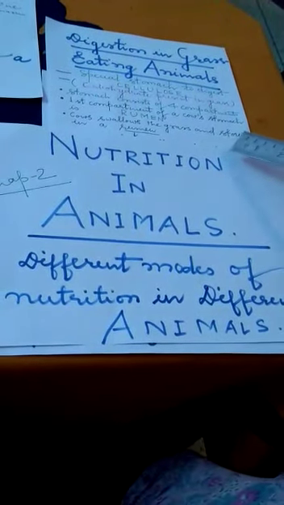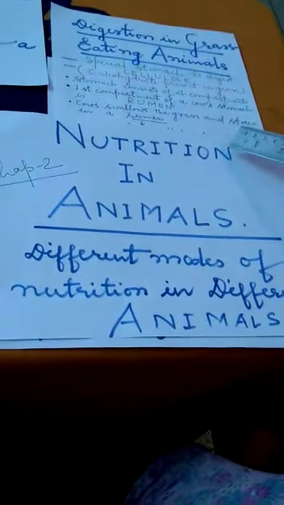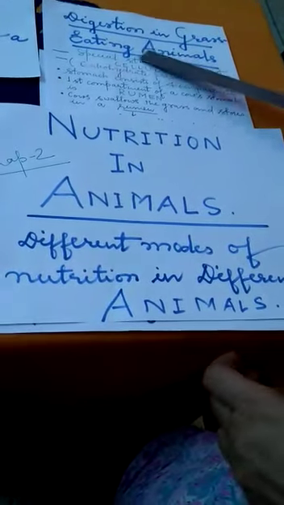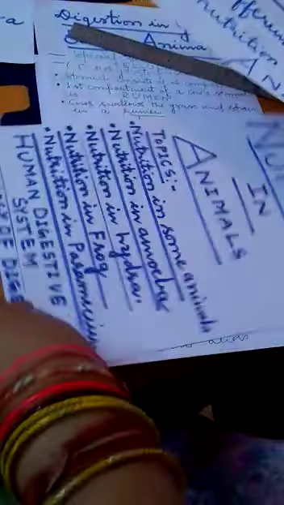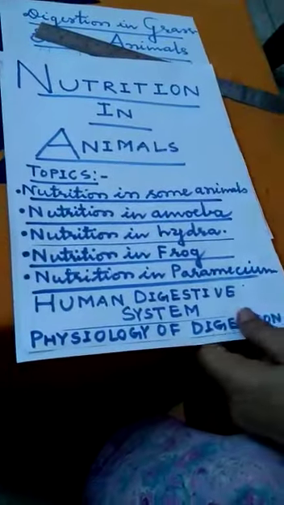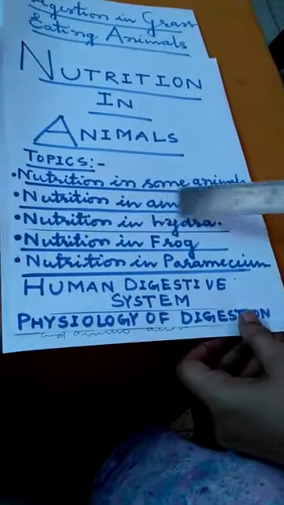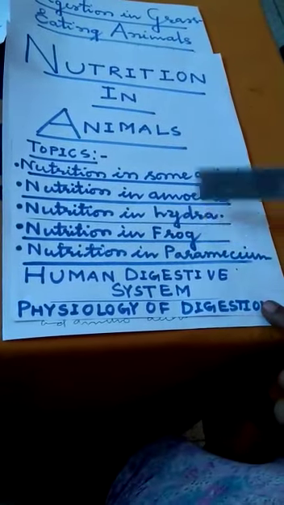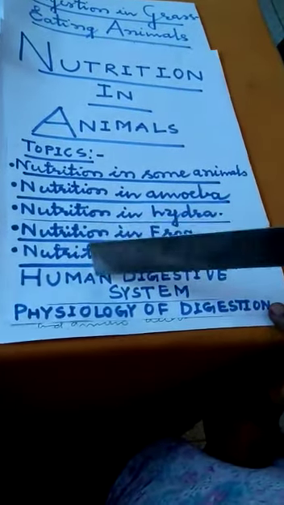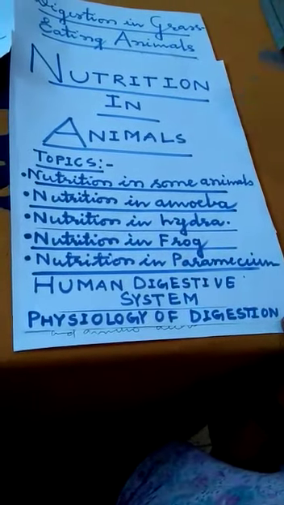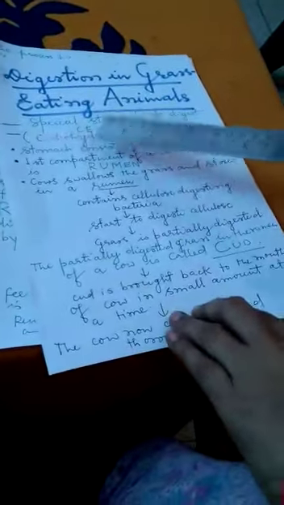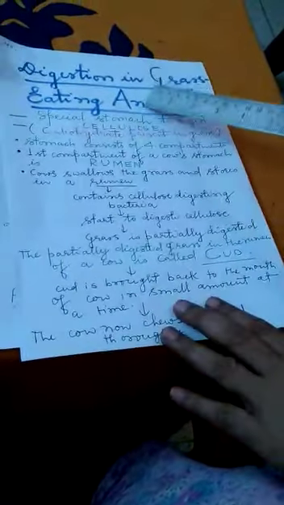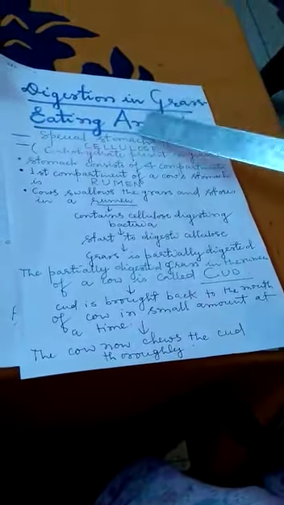Children of Standard 7, in Chapter 2, that is Nutrition in Animals, I have already discussed in different classes about nutrition in amoeba, nutrition in hydra, nutrition in frog, nutrition in paramecium, human digestive system, and the physiology of human digestion. Today, I am going to tell you about nutrition in ruminants, that are grass-eating animals.